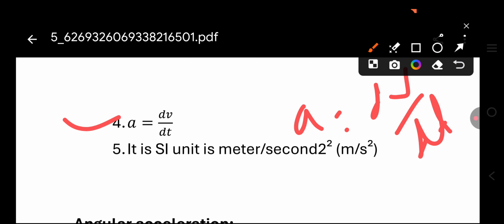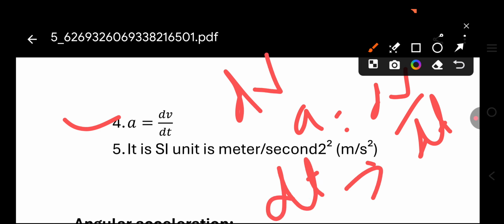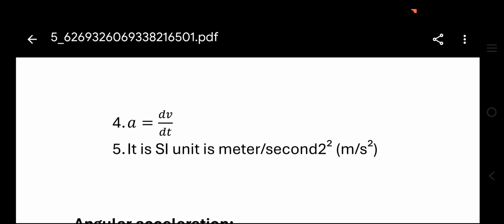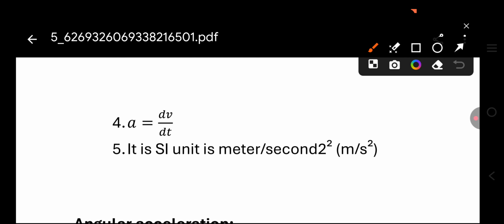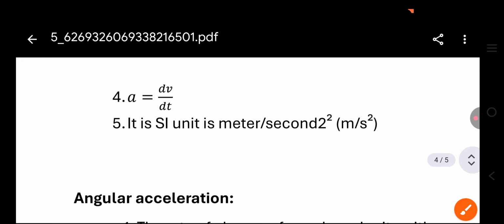dv means change in velocity and dt means change in time. So a equal to dv upon dt is the formula for linear acceleration. Its SI unit is meter per second square.